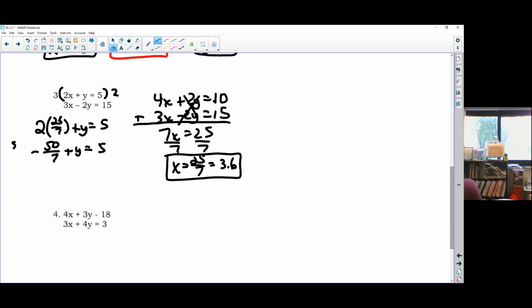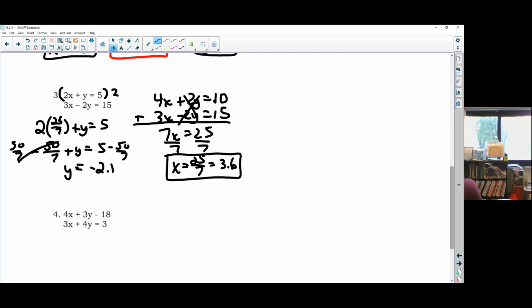If I subtract 50 over 7 from both sides, 50 over 7 is like 7.142. So if I take 5 minus 7.1428, it's a big, long, repeating decimal, I get roughly negative 2.1 for the y. So I have 3.6 and negative 2.1.